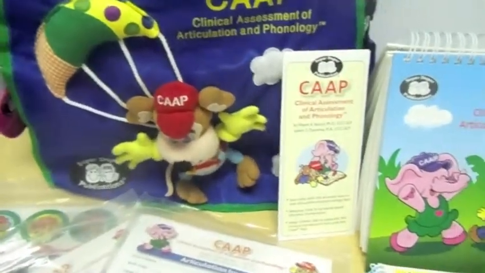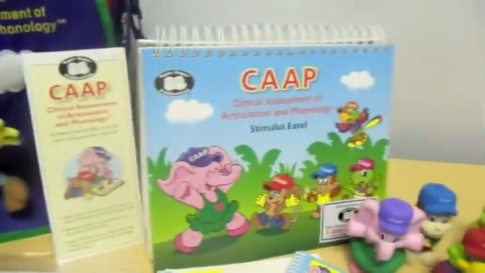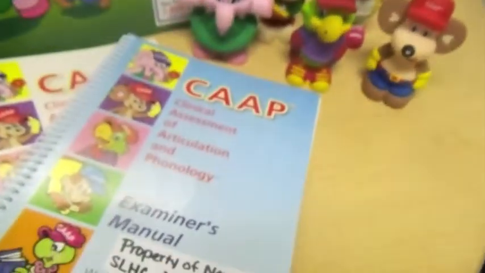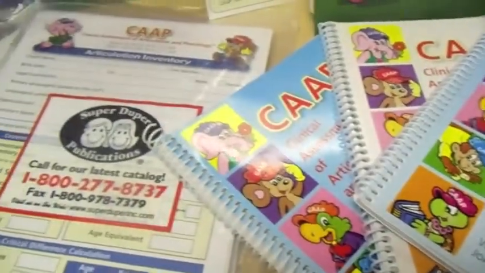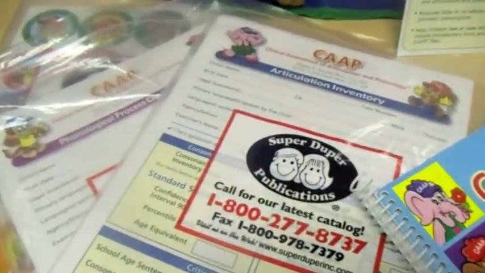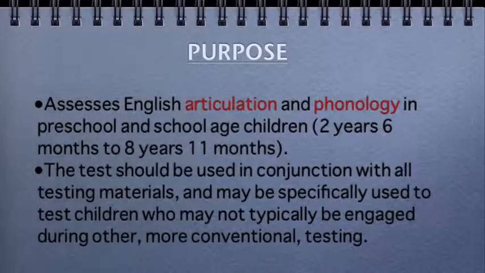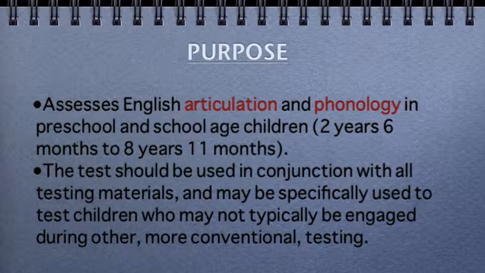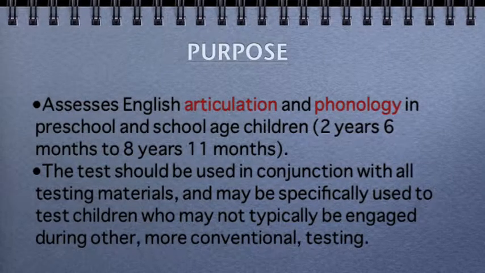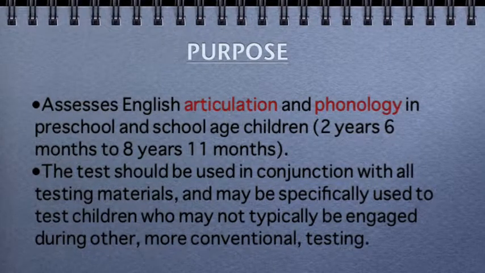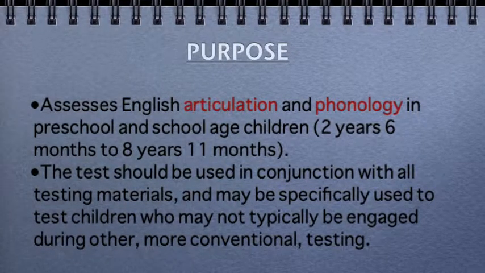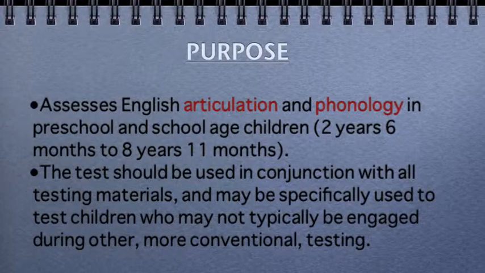This is the Clinical Assessment of Articulation and Phonology, also known as CAAP. The purpose of this norm-referenced standardized test is to assess English articulation and phonology in preschool and school-age children, specifically ages 2 years 6 months to 8 years 11 months.